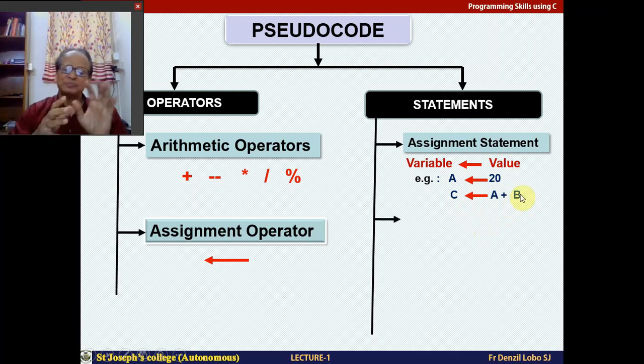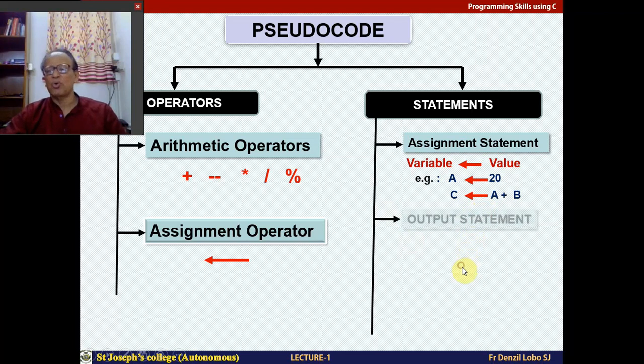And as you see, on the left hand side of an assignment statement, there is only one variable. On the right hand side, you could have one or any number of variables, or a complicated equation, and the result of that complicated equation can be assigned to the variable on the left hand side. And that is the assignment statement. Next, we are going to write quite a lot of assignment statements in pseudocode. With that, we come to the output statements.